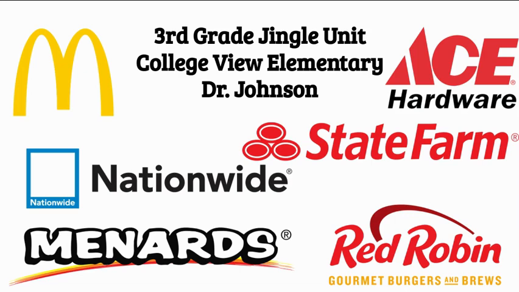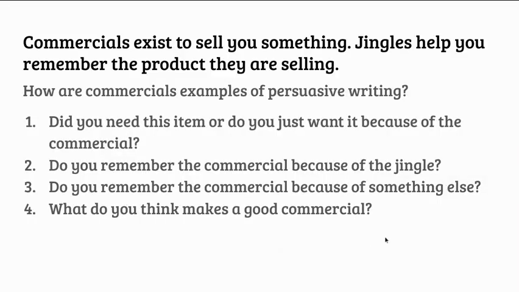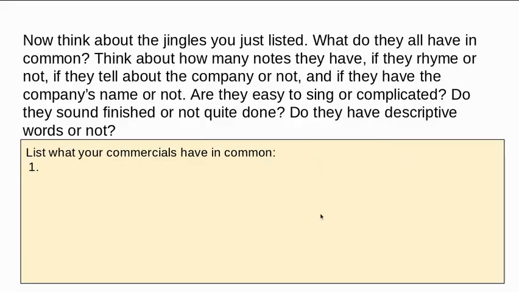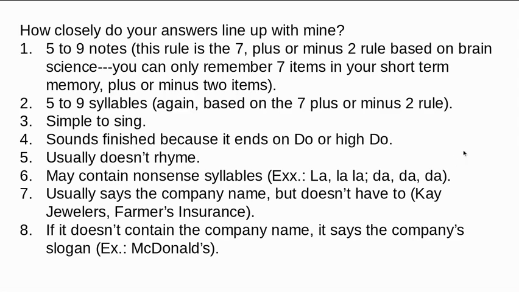And then there's a slogan, something like "I'm loving it" or "Have it your way" or something that's said. It's just a few words. Commercials always exist to sell you something. The jingle helps you remember the product that they're selling. So we talked about how many jingles you can list in 1 minute and then what those things have in common. This is the list that you should have come up with.